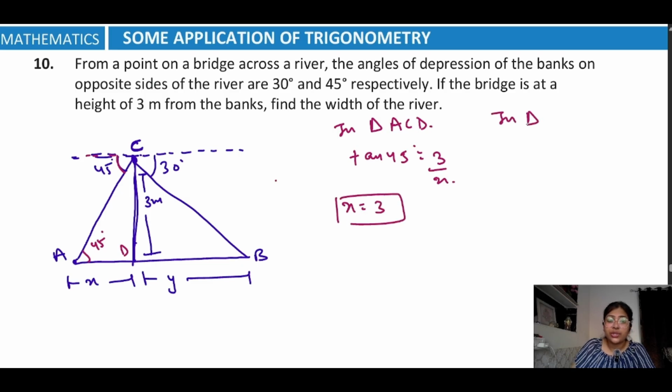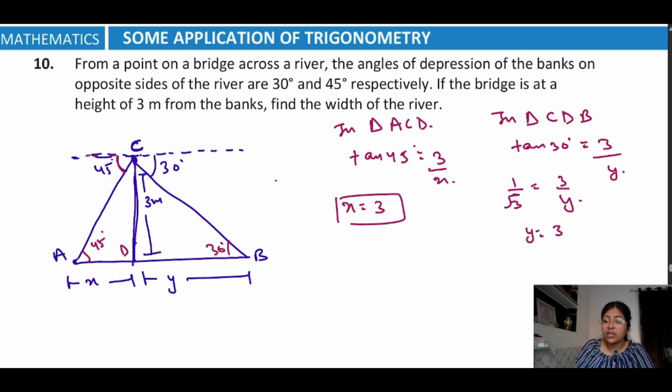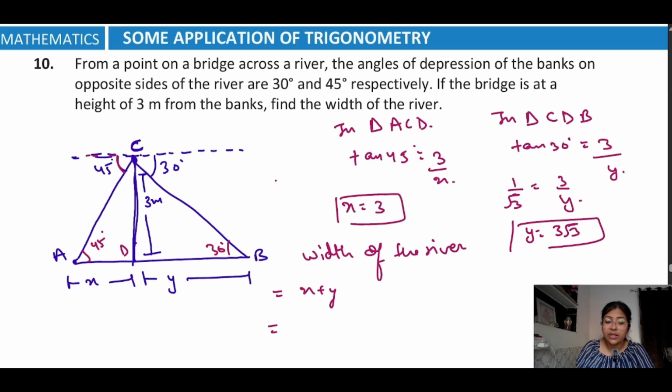Okay, again in triangle CDB, this angle is equal to this angle. Tan 30 equals 3 by y. Tan 30 value is 1 by root 3, so 1 by root 3 equals 3 over y. So the value of y is 3 root 3. We need to find out x plus y. So the width of the river is x plus y, which is equals to 3 plus 3 root 3. We can take 3 common. So this is our answer. Okay, learners, now move to the next question.